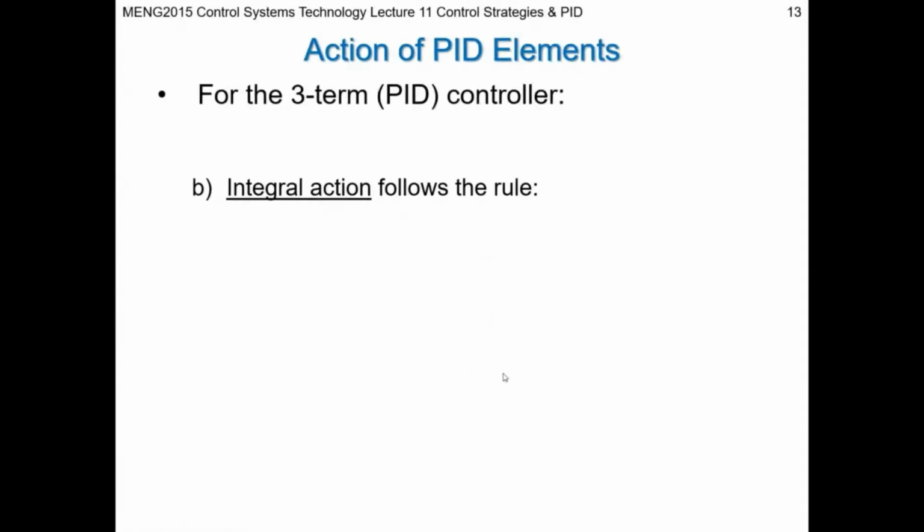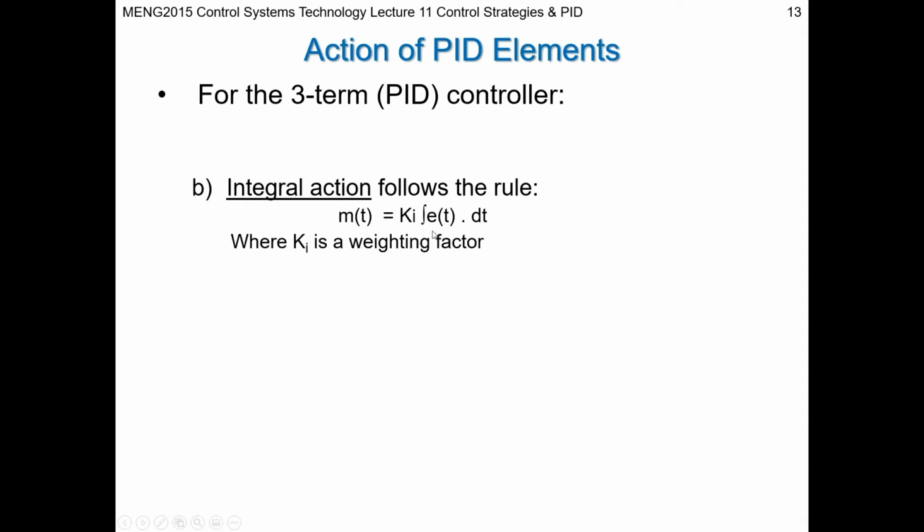Let's look at the next element. Next element is the integral element. So the integral action in our PID follows, no surprises here, an integral rule, right? So our control action M(t) equals some factor Ki times the integral of our error over time. So we're actually adding up our error.